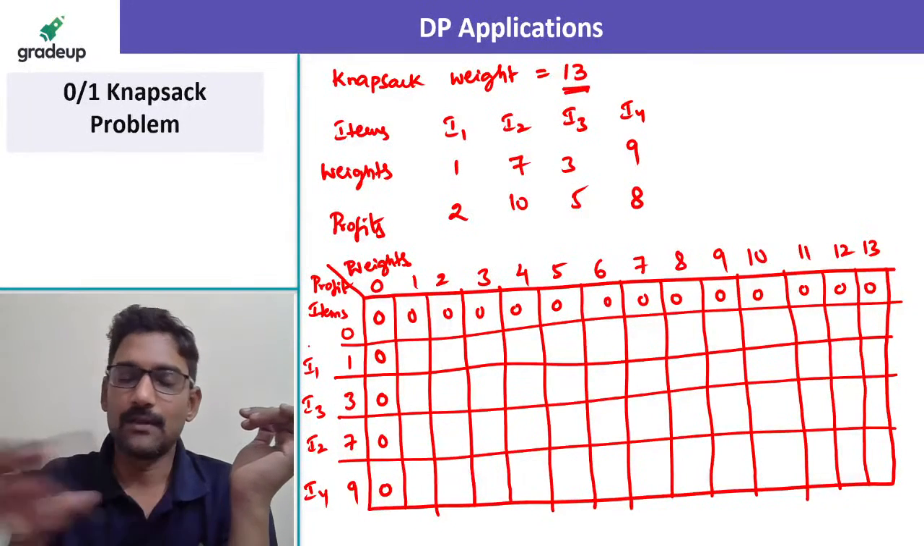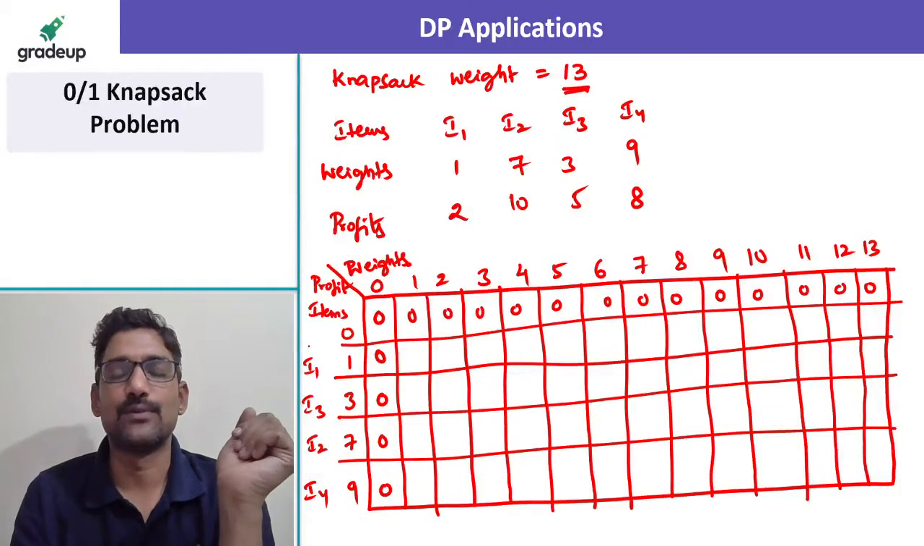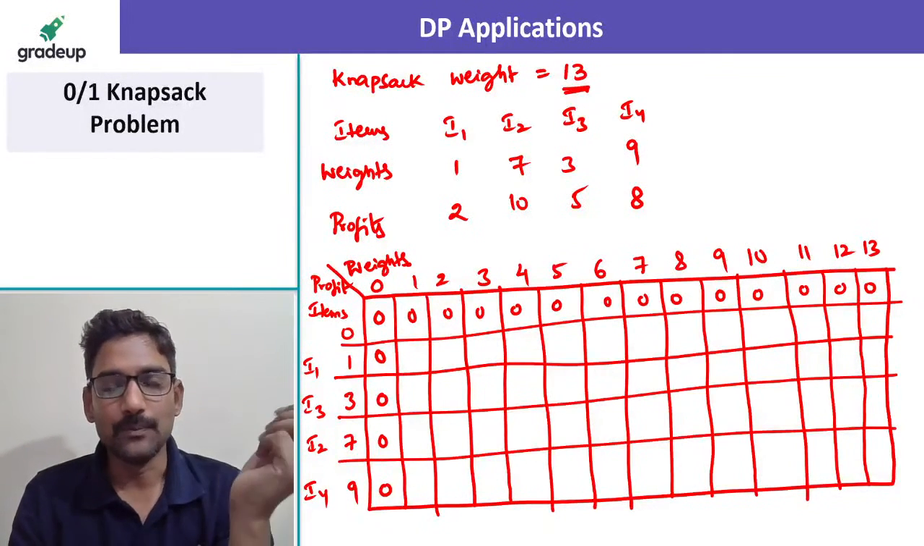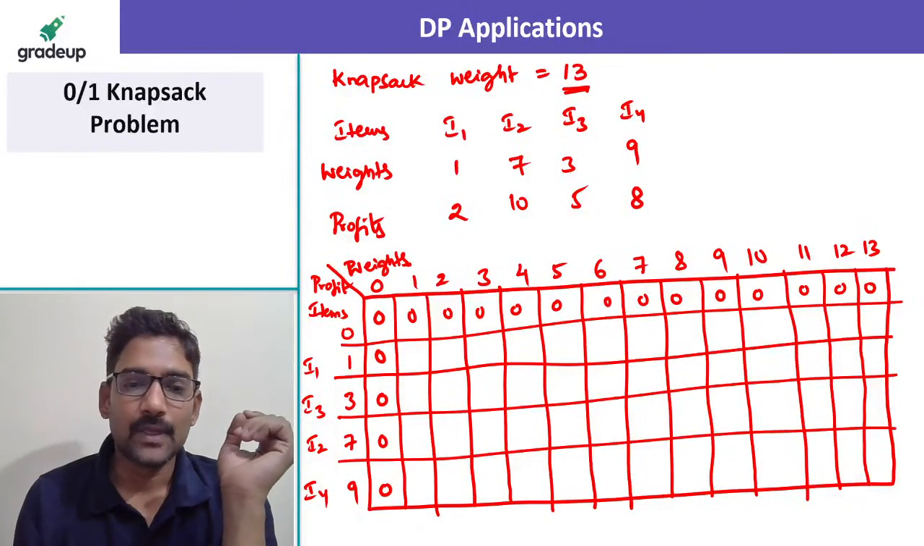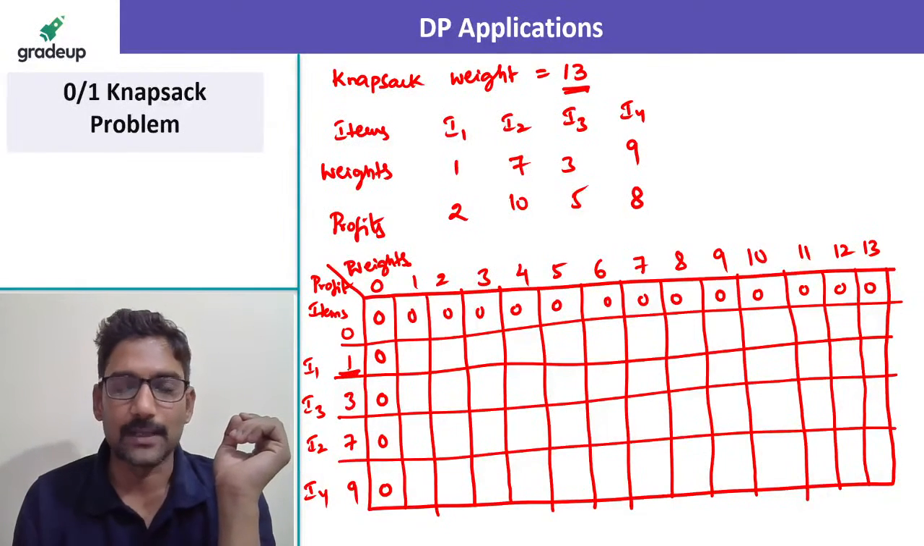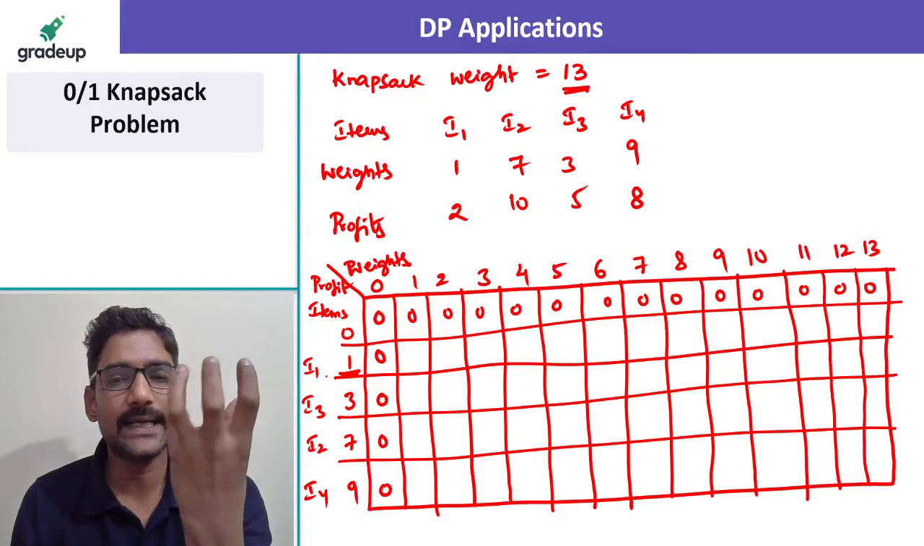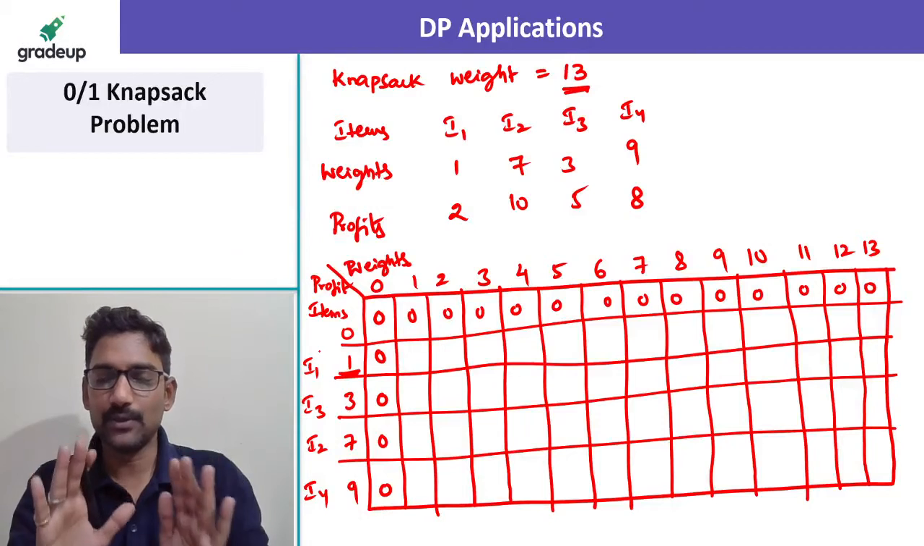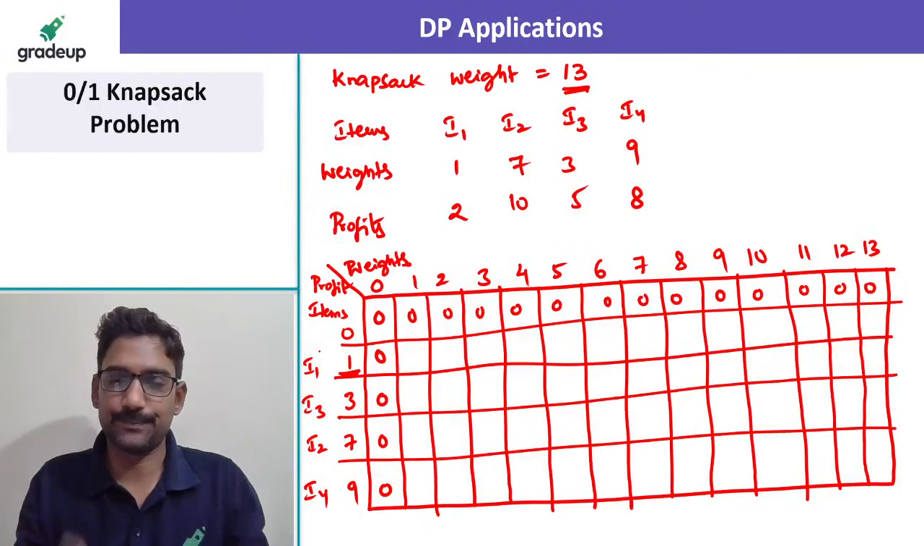Mathematically, you say the first row, first column fill with 0. But why? This is the meaning. Now, let's say you have only item 1. So, only consider or include item 1. Assume you have just item 1.